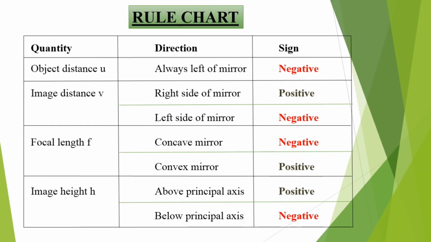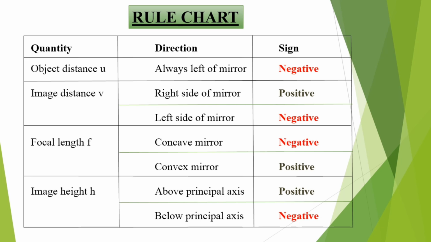This rule chart gives us a clear idea of when to use positive or negative values in mirror problems based on direction and position. When an object is placed to the left of the mirror, the object distance u is taken as negative. If the image forms on the same side as the object, which happens in concave mirrors for real images, the image distance v is also negative. Focal length f is negative for concave mirror and positive for convex mirror.